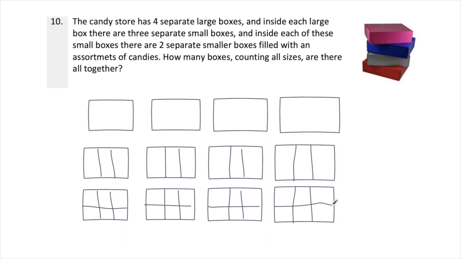Now let's figure out the total number of boxes. We have 4 large boxes, 12 small boxes, and 24 smaller boxes. So adding up 4, 12, and 24, we get 40. So the answer to this problem is 40 boxes.